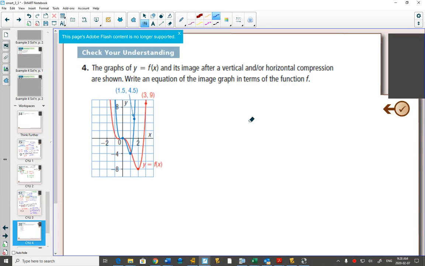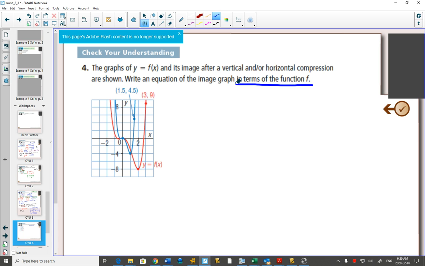The graphs of y equals f of x, which is the red one, and its image, which is the blue one, after a vertical and/or horizontal compression are shown. We want to write the equation in terms of the function f. So again, in terms of means that on your equation, the right-hand side is going to have the function f. Now this one is sort of working backwards. Up till now, we've always had the equation and drawn the graph. Now we have the graph and have to work backwards to get the equation.